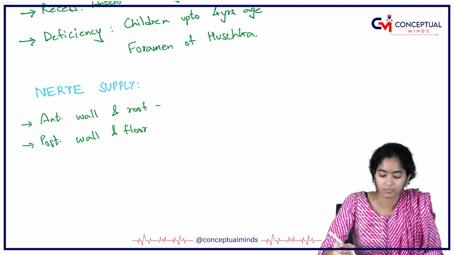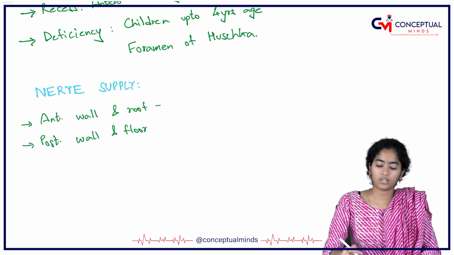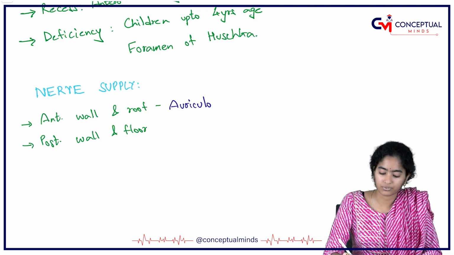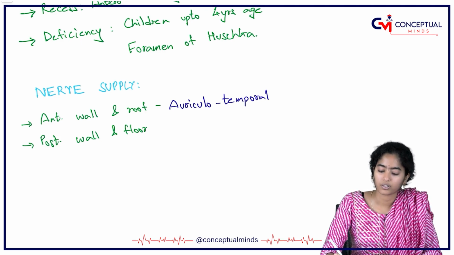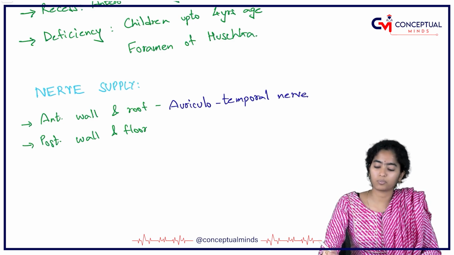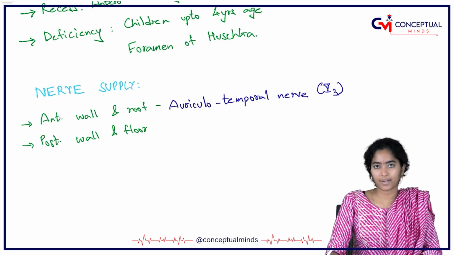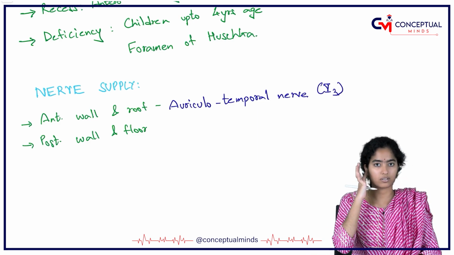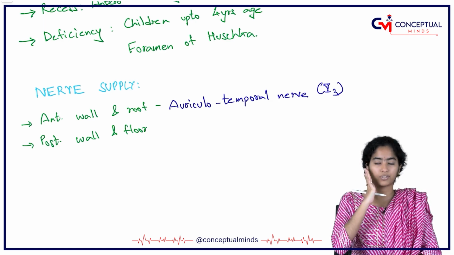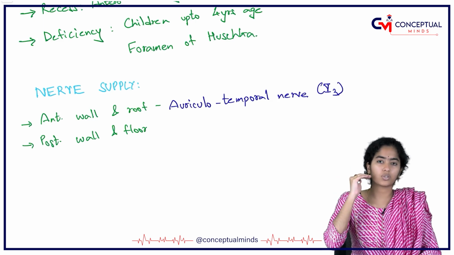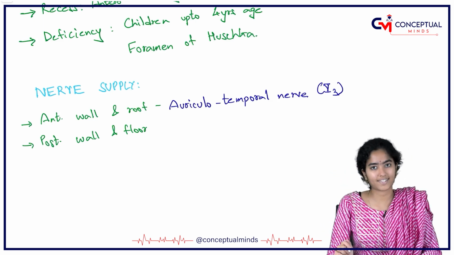Let us see the nerves. The anterior wall and roof are supplied by the auriculotemporal nerve. What is the auriculotemporal nerve? It is a branch of the mandibular part of the trigeminal nerve. If you remember, it is also supplying the pinna. It is supplying the starting part, the medial most part of the pinna. Because it is supplying the face, it just continues like that. It supplies the auricle and the temporal part and also the anterior wall and roof of the external auditory canal.